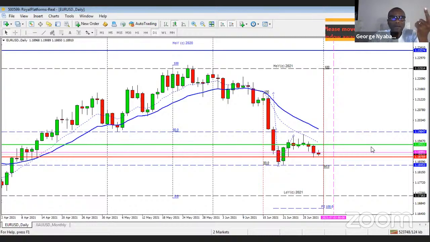The other thing I'm going to introduce today is to have a look at the structure of the previous days. I have emphasized the high of yesterday, low of yesterday, the open of the day and today. But always have a look at the structure of the previous days.